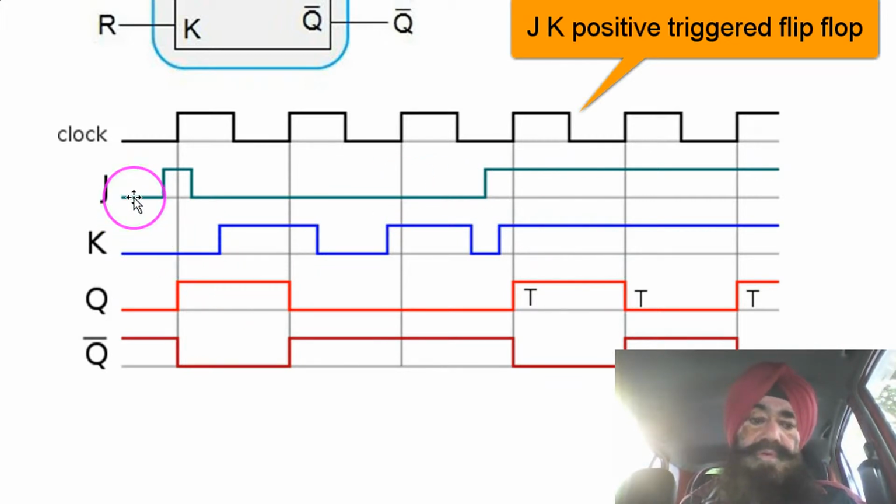Okay, this shows the relation between J, K and Q with respect to the clock.